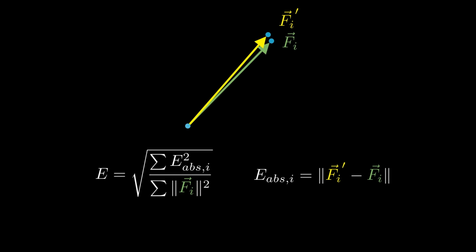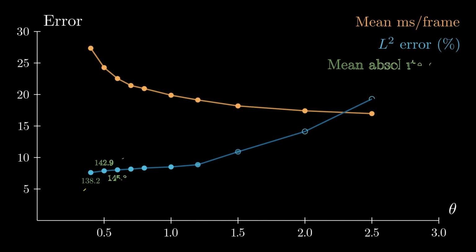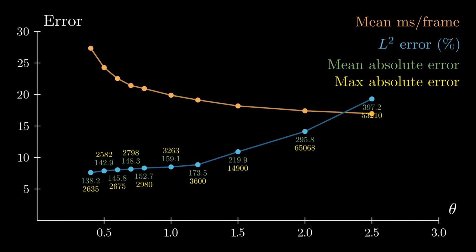Since direct calculations of forces are expensive, we're going to cut the test down to using only 60,000 particles. First off, Barnes Hut, where we vary the theta parameter. Higher theta increases speed but reduces accuracy, and it's looking very bad. You can see the runtime shooting up as theta decreases, and it takes dropping below 40 FPS to get an L2 error of only 7.6%. And it only gets worse.